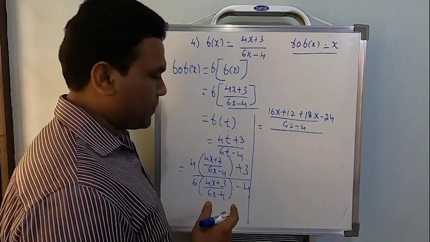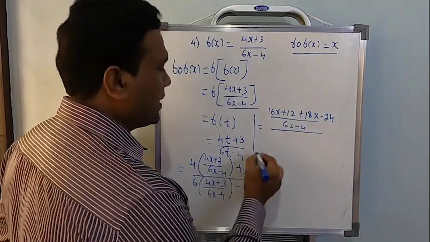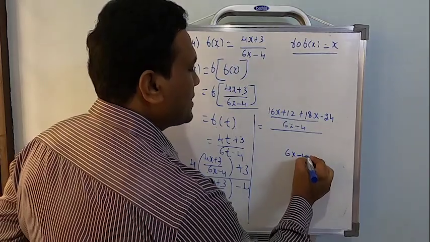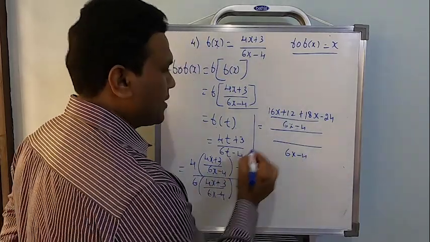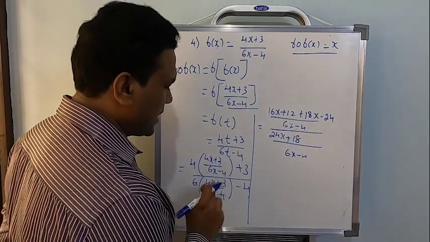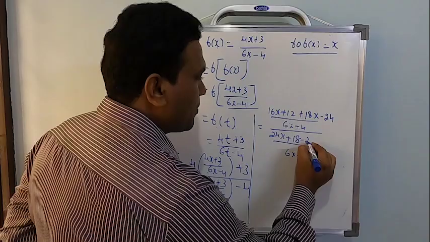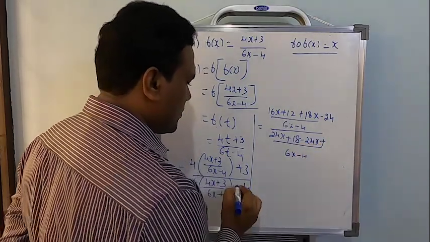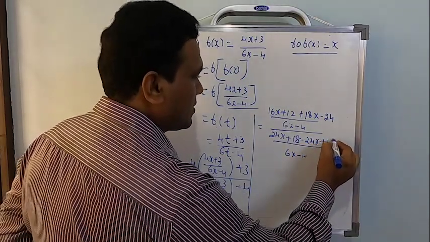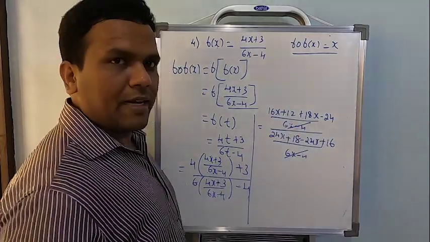In the numerator we have taken LCM. Similarly, take the LCM for the denominator. So in the denominator, the LCM is once again 6x minus 4. The numerator is 24x plus 18. 6 is multiplied for these two. Minus 4 should be multiplied for these two. So minus 24x, and minus into minus will be plus 16. 6x minus 4 will be cancelled.